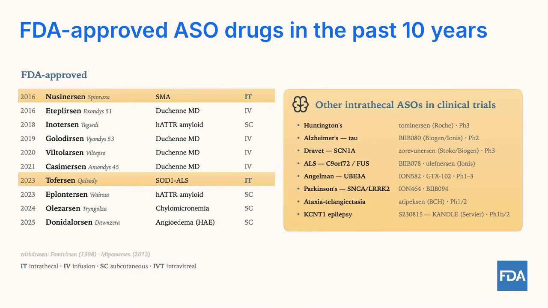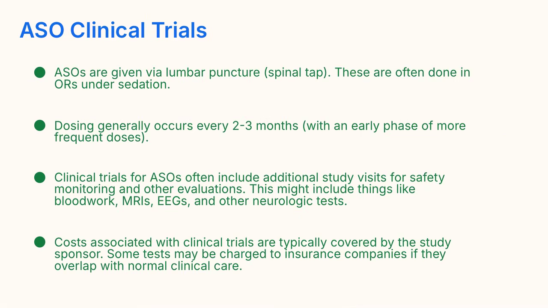Dosing generally occurs every 2 to 3 months with an early phase where we might be giving more doses to first test doses to build up the dose levels, but after the first few loading doses, the maintenance period is every 2 to 3 months. And these clinical trials for ASOs often include additional study visits. It's not just coming in and having a dose, but of course, you have regular visits to be reviewed, interviewed, examined by physicians to see how you're doing. And so in addition to coming in every 2 or 3 months, you may have study visits every several weeks.